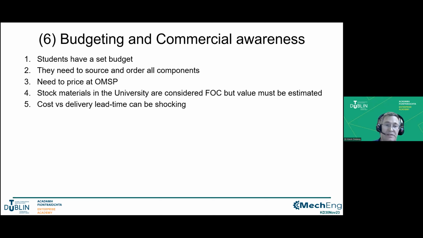When they're doing their pricing, they need to put in the open market selling price. So if some of their parents are running shops, they can't artificially benefit from that. The stock materials in the university are considered free of charge, but their value must be estimated. So the students have to understand, well, what's the density of the material? How can we put an estimated value on this?